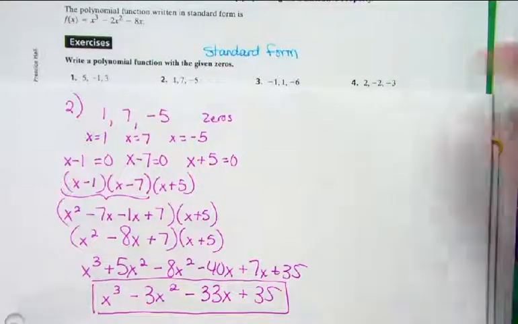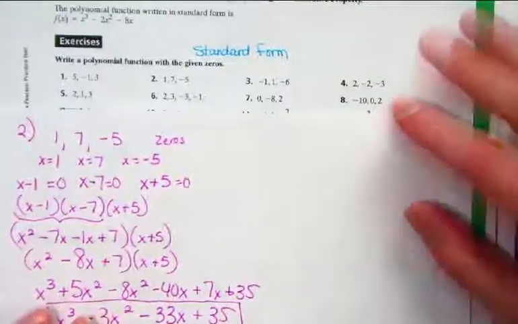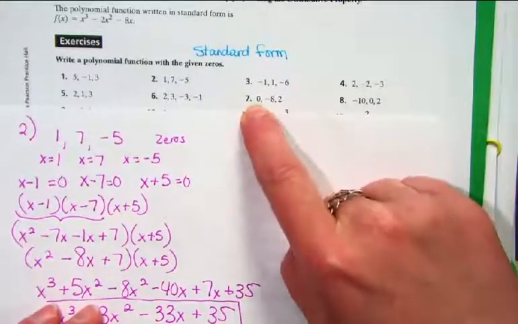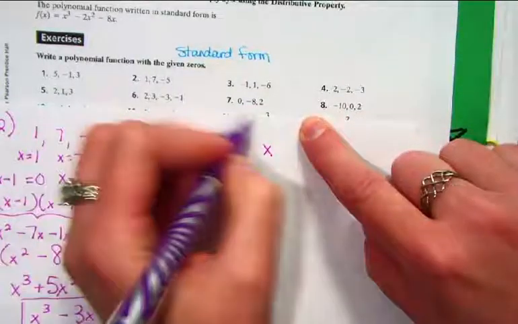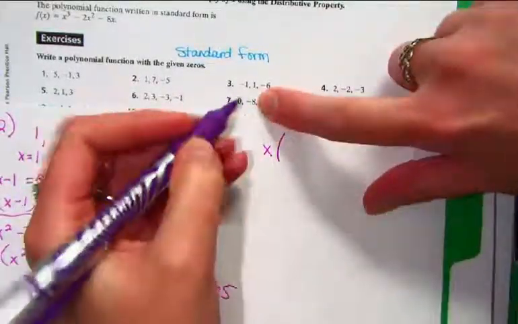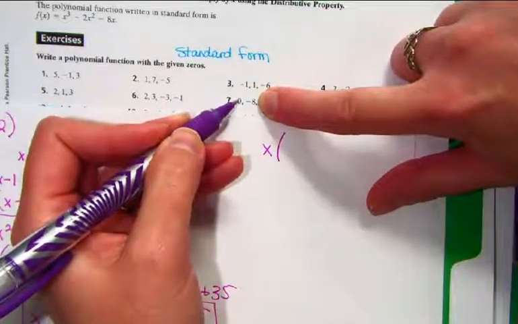All right. A couple other little cases I just want to bring up so that you know. If we ever have one where one of the zeros is 0, that just means we're going to have an x as a factor. A second case: if my zero is negative 8, what is the factor?